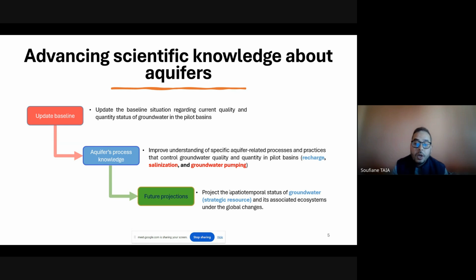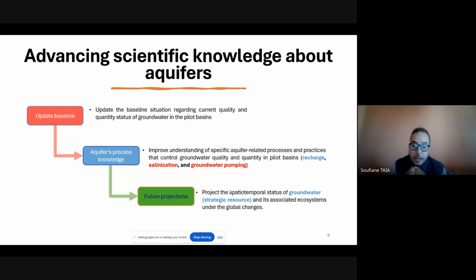In the next step, we work on enhancing our knowledge of aquifer processes. This step involves identifying important factors influencing groundwater conditions, including recharge, salinization, and overexploitation. A better understanding of those issues will allow us to develop strategies to protect and sustain groundwater resources.